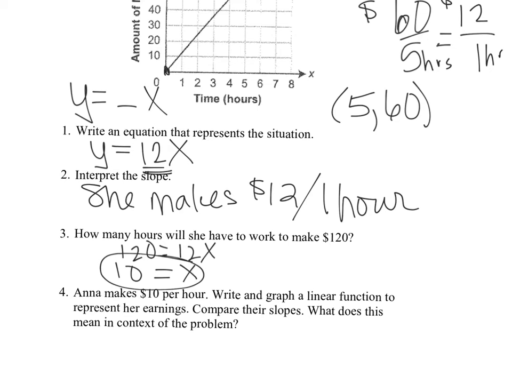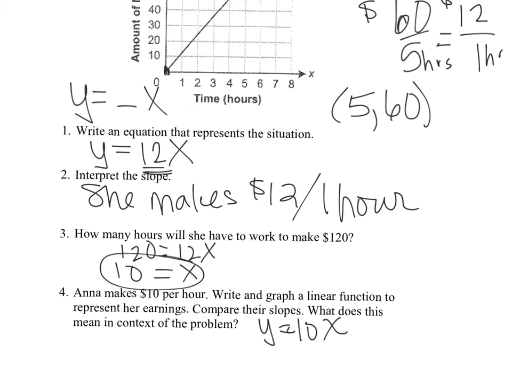Anna makes $10 per hour. Write and graph a linear function that represents her earnings. Compare their slopes. What does this mean in context to the problem? So you can see that Anna makes $10 an hour. Write and graph a linear function, so you need to write it. 10 is her constant there, so y is going to equal 10x. There's her equation.